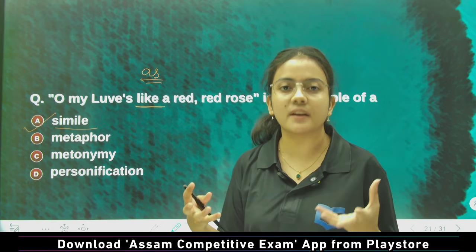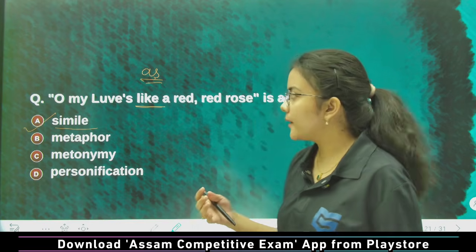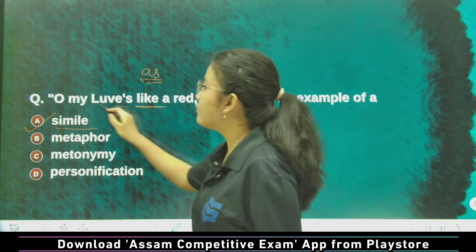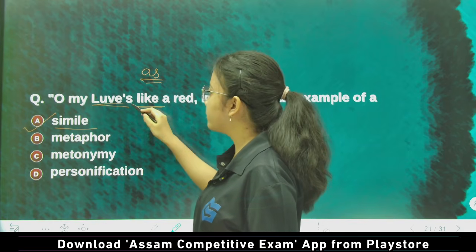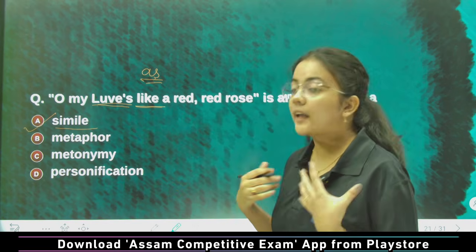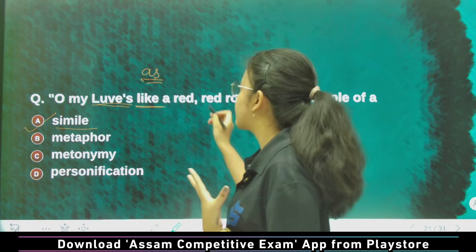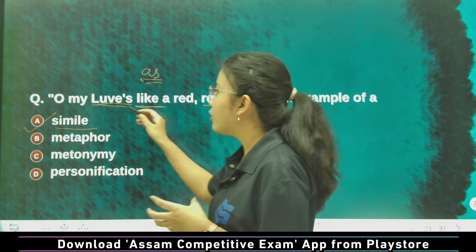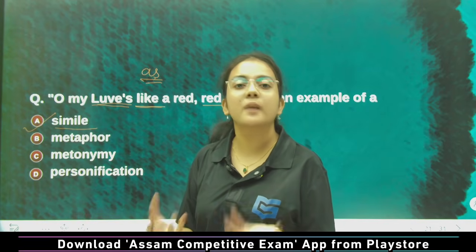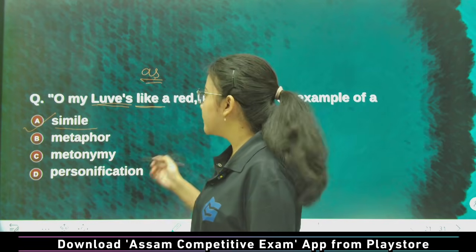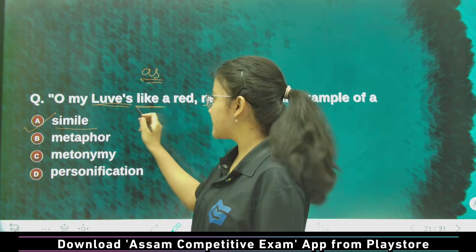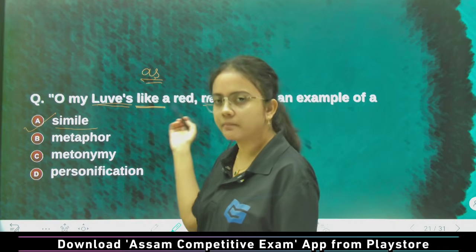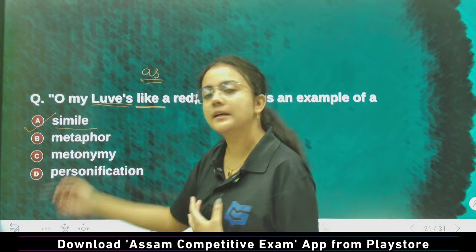to express the meaning of something, okay, so here, oh my love's like a red rose, the love of the person is compared with a red rose, to explain and define it. And here clearly the word like is there. So if there is like and a comparison-type sentence, that will be a simile.